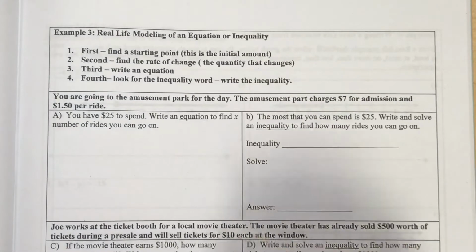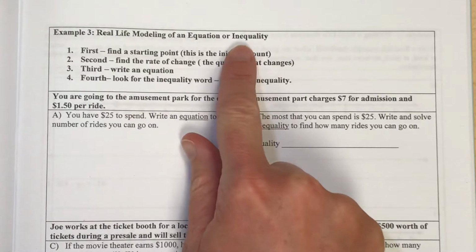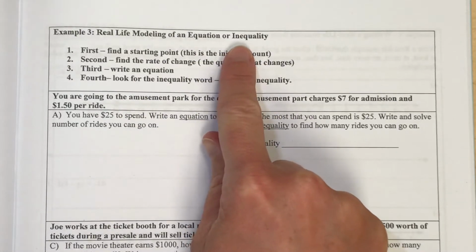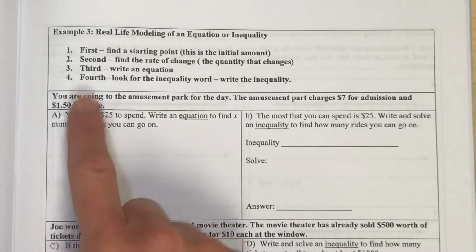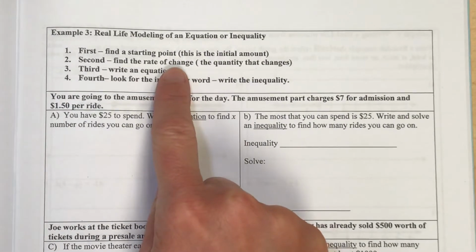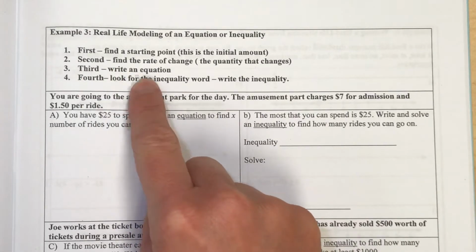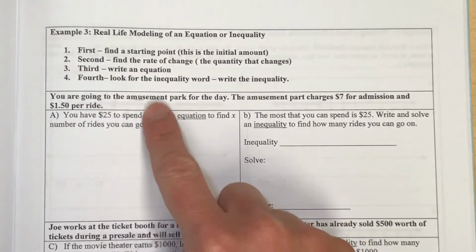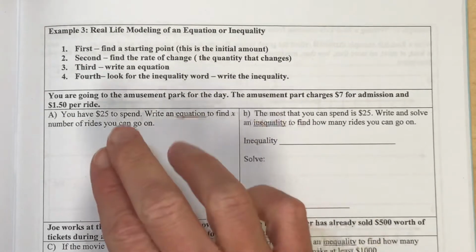In this video, I will go through 3 real-world modeling examples of equations or inequalities. First, what I'm going to do is find my starting point. Second, I'll find my rate of change. That's also known as your slope. Third, what I'm going to do is write my equation. And fourth, look for my inequality word to write it as an inequality instead of an equation.